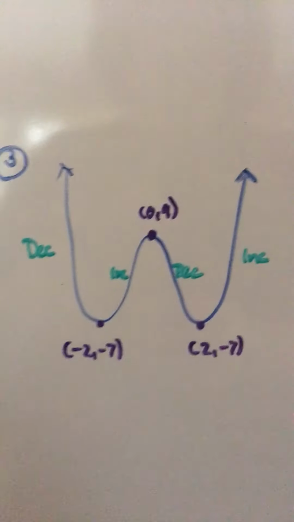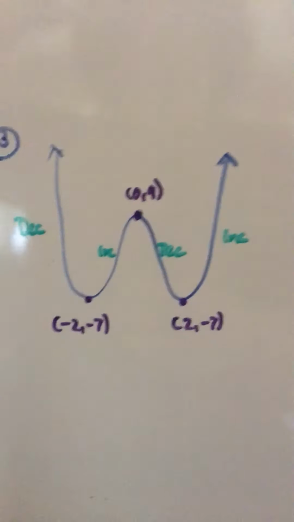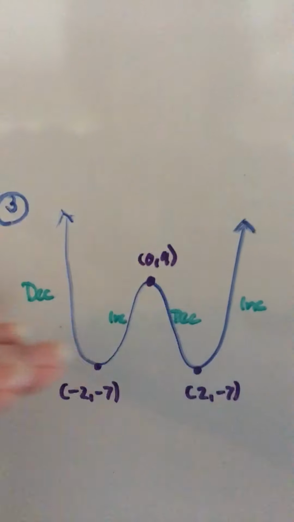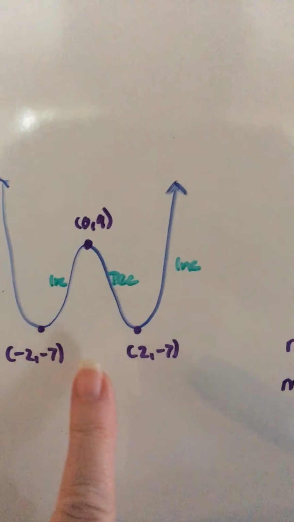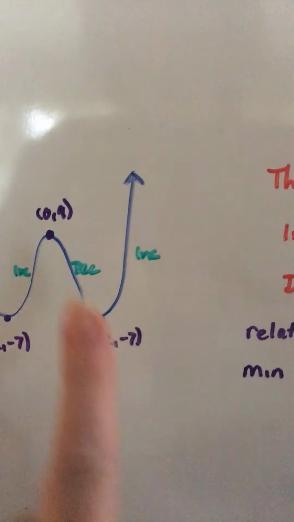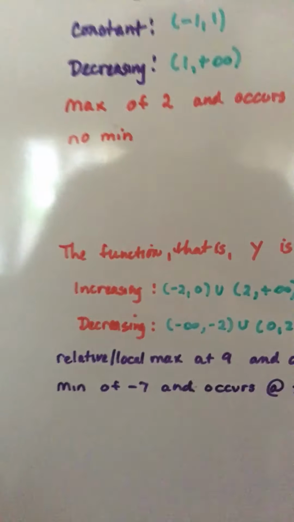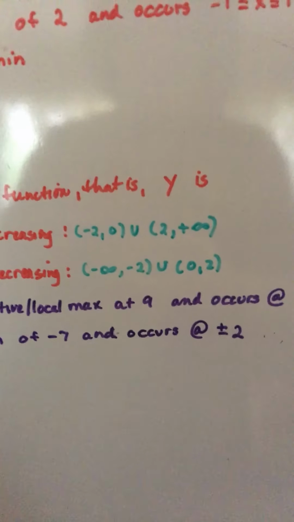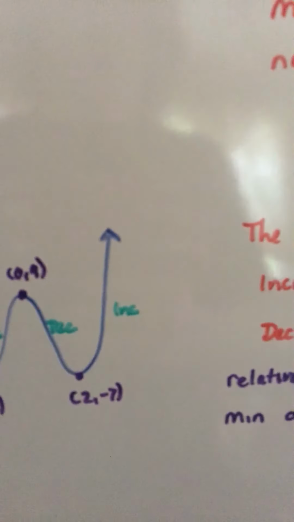Let's look at the third and final graph. The final graph, notice there's no absolute maxes because these go to positive infinity. But as I'm moving from left to right, from negative infinity to negative 2, I'm going down. From negative 2 up to 0, I'm going up. From between 0 and 2, I'm going down. And from 2 to positive infinity, I'm heading up. So the graph increases between negative 2 and 0, and between 2 and positive infinity.